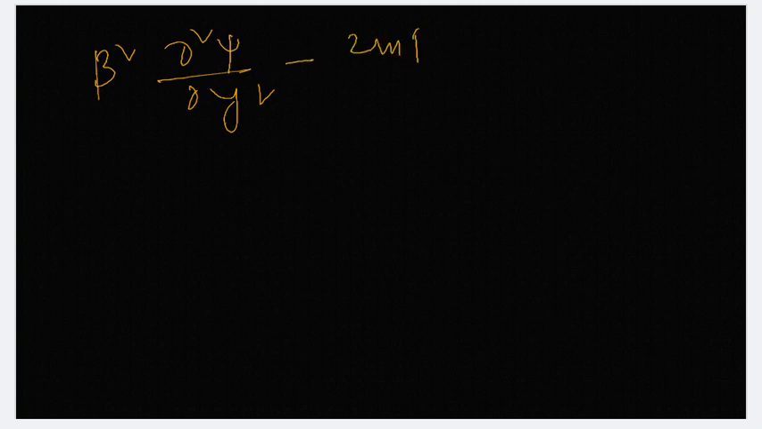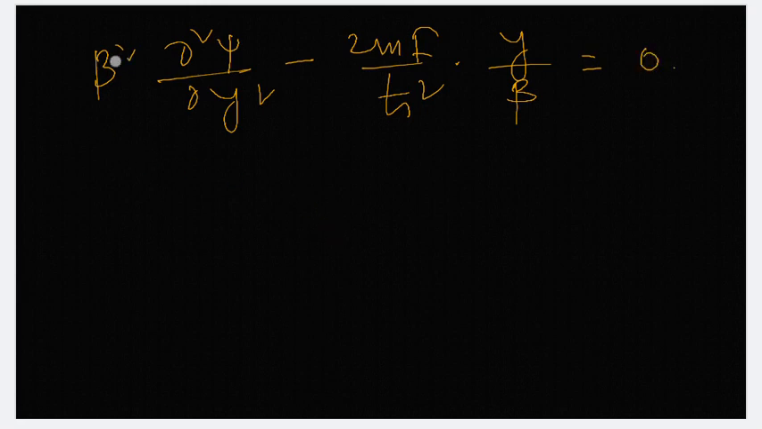So you can write beta square del 2 psi by del y2 minus twice m f by h cut square with x1 minus x2 meaning y by beta, is equal to 0. So here I am writing directly, so this is beta cube. Can you write it? Okay, of course I am missing one psi.